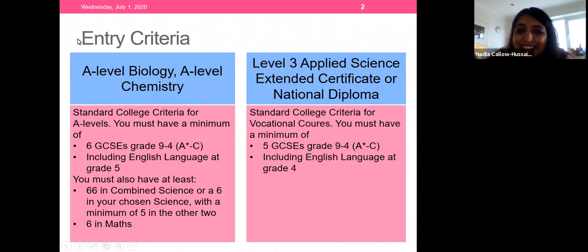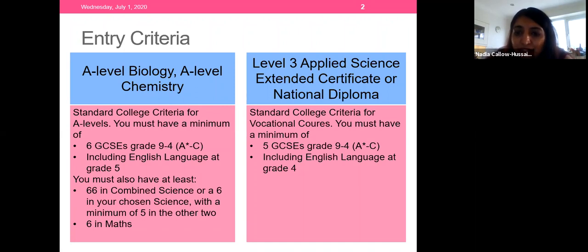So if I start with the entry requirements, for the A-level entry, level 3, it's standard college criteria for A-levels. You need to have a minimum of 6 GCSE grades, 9 to 4 or A star to C. That includes English language at grade 5. You also need at least a 6 in your chosen combined science subject with a minimum of 5 in the other 2. In chemistry, you need a 6 in maths. In biology, you need a 5 in maths. So those are the entry criteria for the A-level.